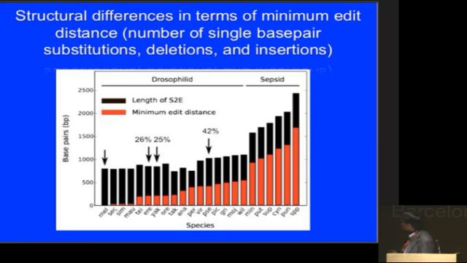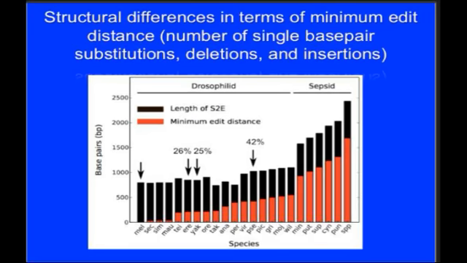So we find it useful to consider the minimum edit distance as a measure of distance. That's the minimum number of insertions, deletions, or substitutions you need to alter one sequence to the other. These red bars are the edit distance. And you can see some species like simulans are very close to melanogaster. Yakuba and erecta are considerably far away, 26 or 25% changes. And pseudoobscura is even further. And then the sepsids are extremely diverged.